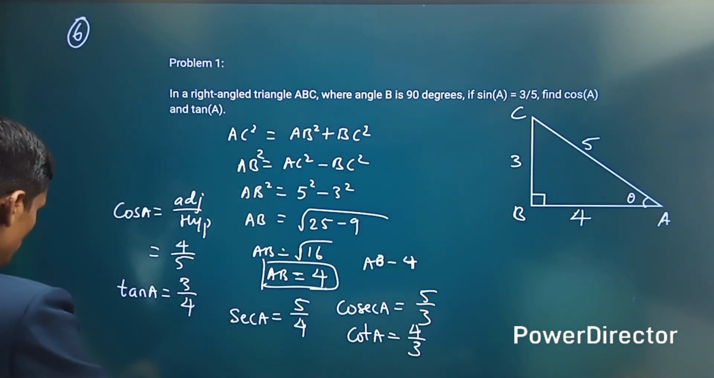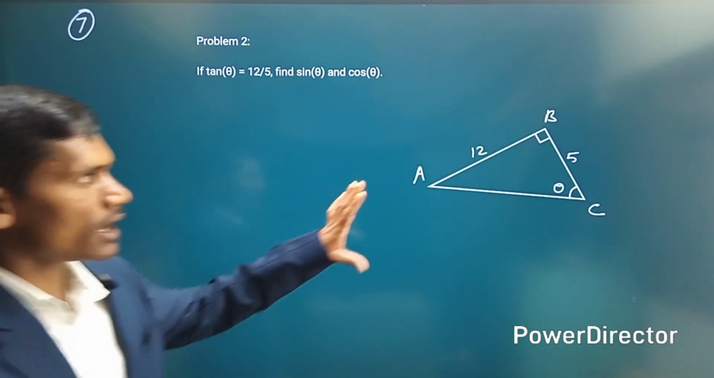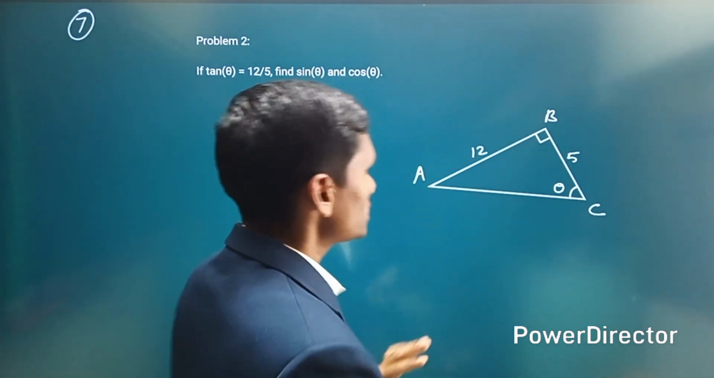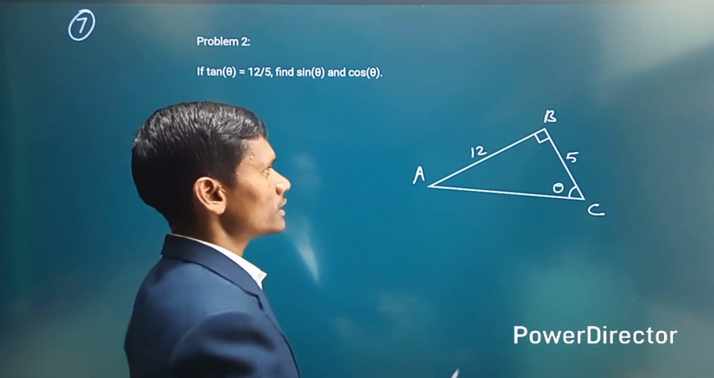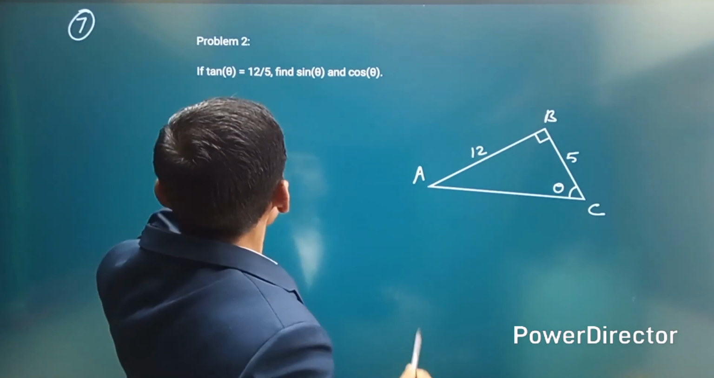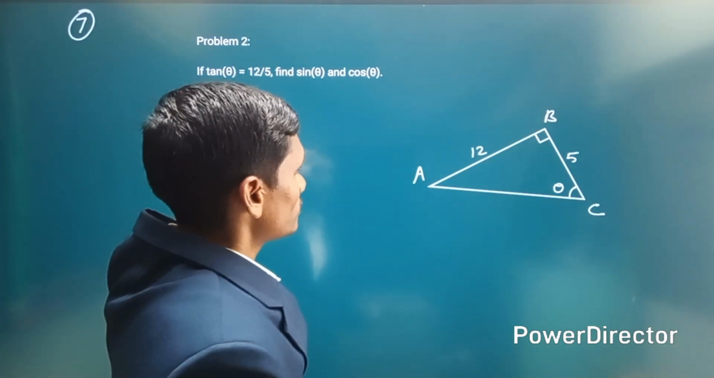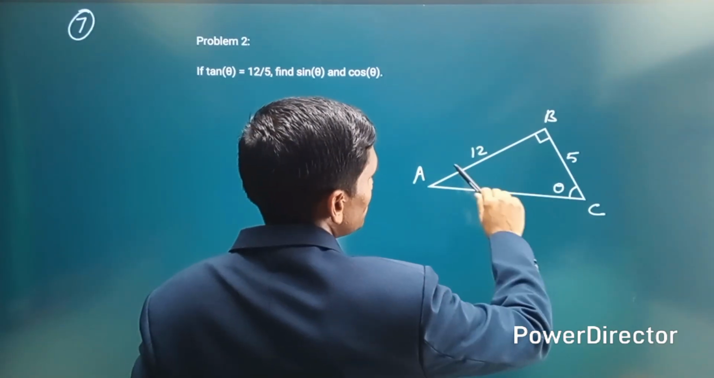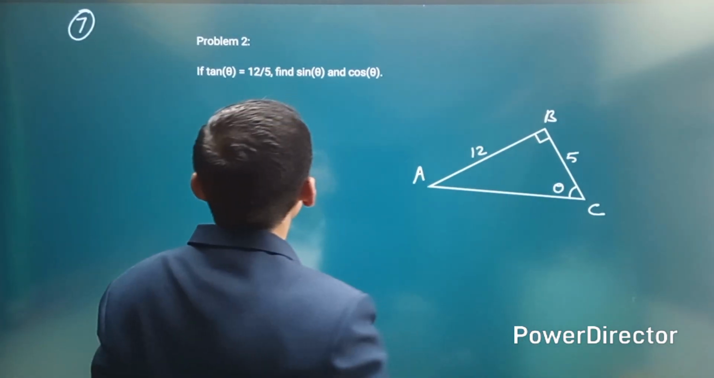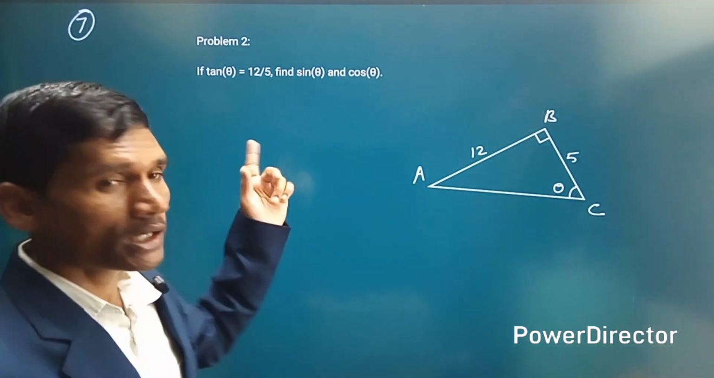Next, you can try this one. The triangle is not given like that, it is just shown where the right angle is. Based on that, you have to find out. Here, what is given? Tan theta is 12 by 5. Okay, tan theta is 12 by 5. Taking this theta, 12 by 5 is given. What you have to find out is sin theta and cos theta.